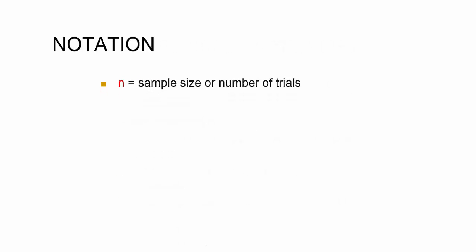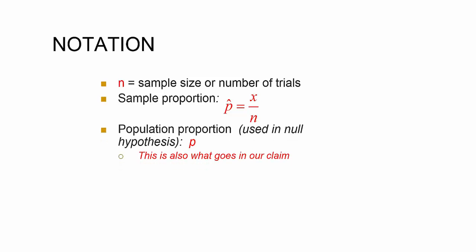Here's some notation that we will see. Lowercase n represents the sample size or number of trials. The sample proportion is p hat. P hat can be found by dividing x over n, where x is the number of successes out of n total trials. Sometimes p hat is explicitly given to us in the problem as a percentage. The population proportion is denoted as regular p. This is used when we set up our claim statement. It is also used for the null hypothesis.